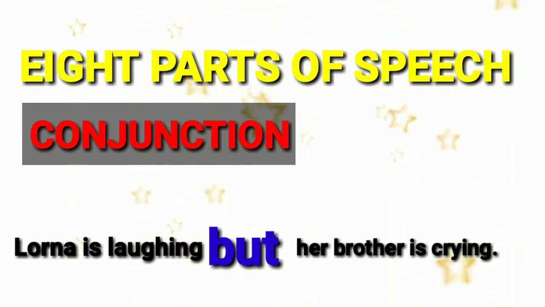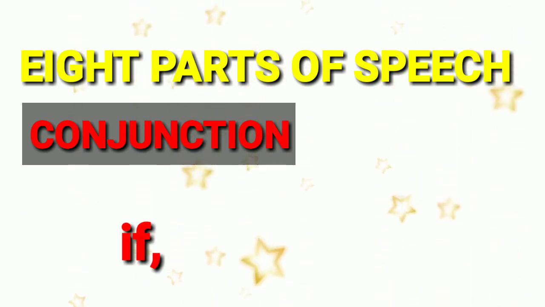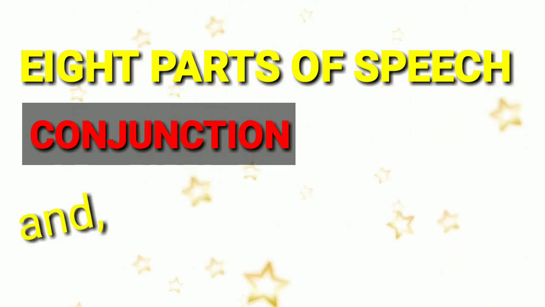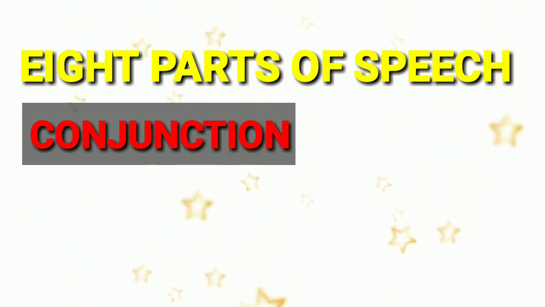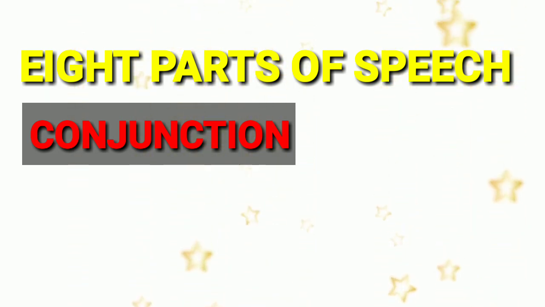Lorna is laughing, but her brother is crying. But is the conjunction used to connect two sentences. And, if, because, although, etc. are some examples of conjunction. More about conjunction will be discussed in a separate video.